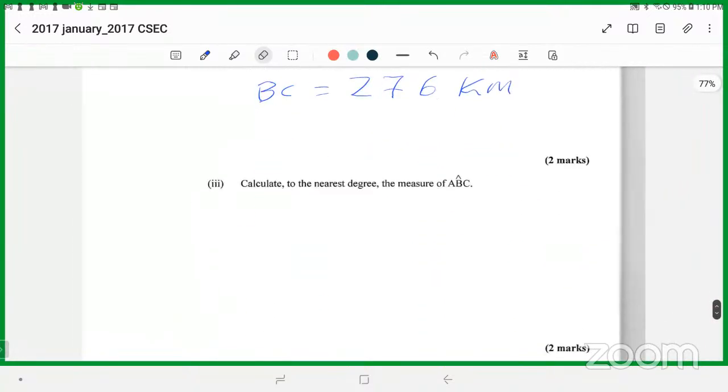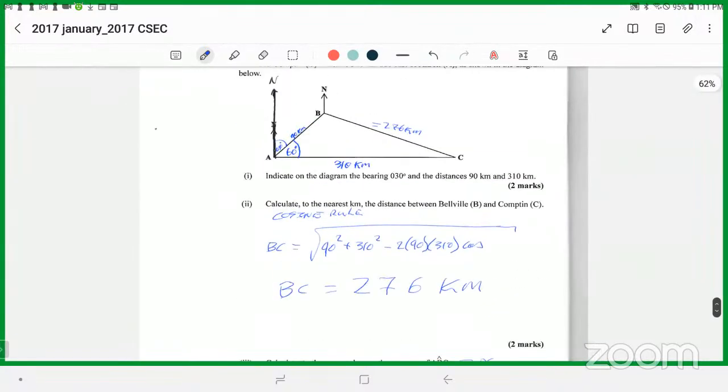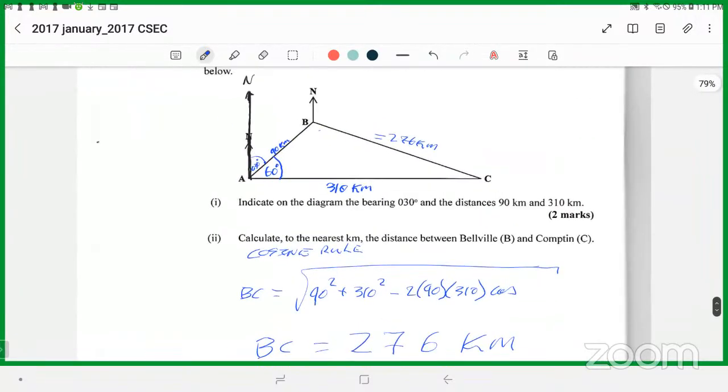It says calculate to the nearest degree angle ABC. So it asks us for one of the angles there, ABC. Let's call it alpha and put it on the diagram. Angle ABC is this angle up here. Let's call it alpha. So we'll calculate alpha, we'll find it. So we're going to use sine rule, that pair with this pair.